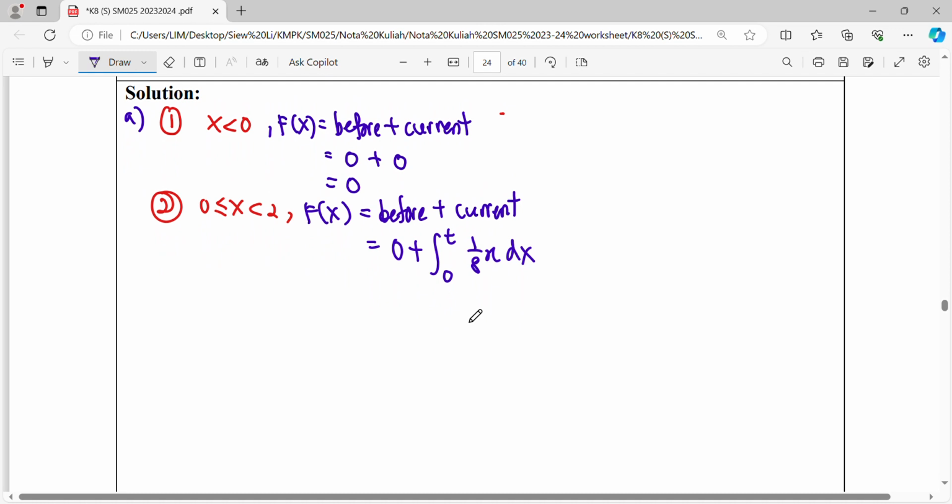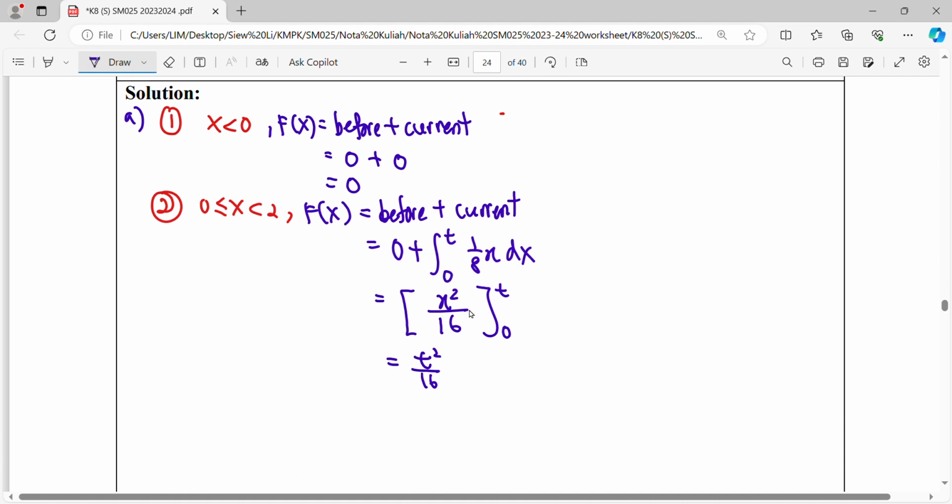Alright, so integrate this. Integrating 1 over 8x gives power plus 1 over the new power, with upper limit t and lower limit 0. When you substitute the upper limit, it will be t squared over 16, minus the lower boundary, which is 0. So t squared over 16.